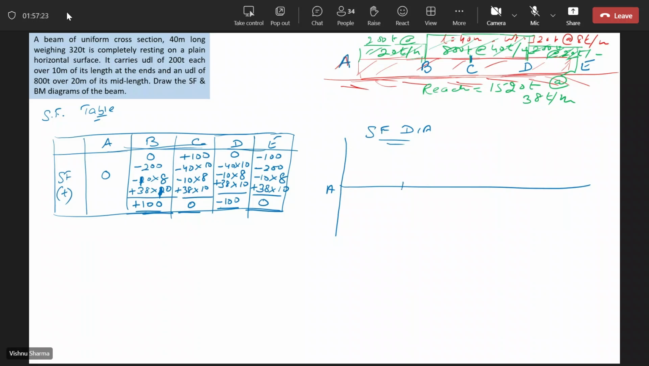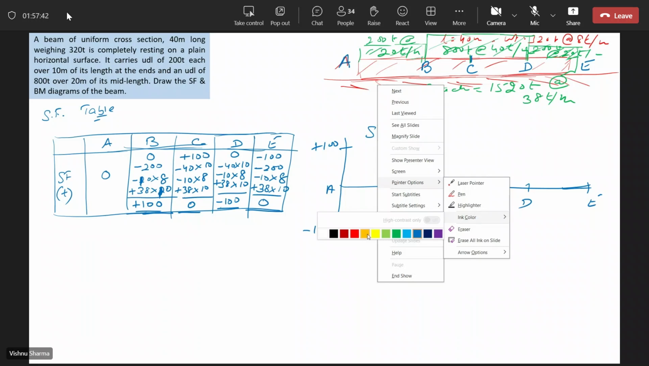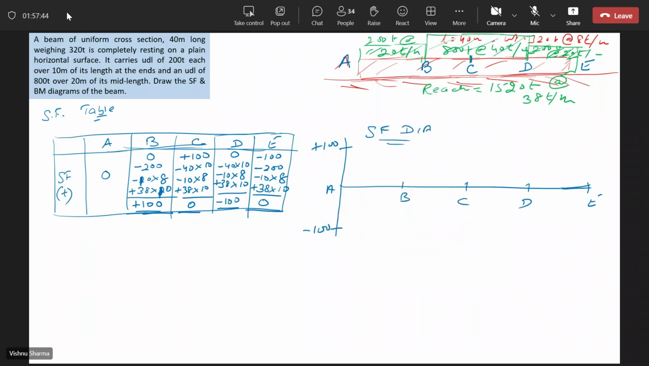A, B, C, D, and E. Plus 100, minus 100. You can write on the y-axis, that is shearing force in tons. And then what do we have? We have 0 at A, plus 100 at B, 0 at C.